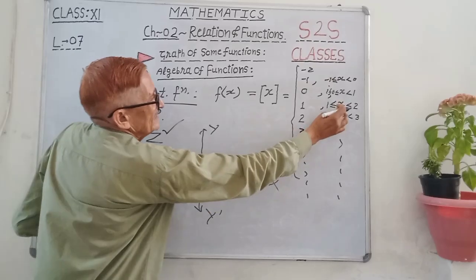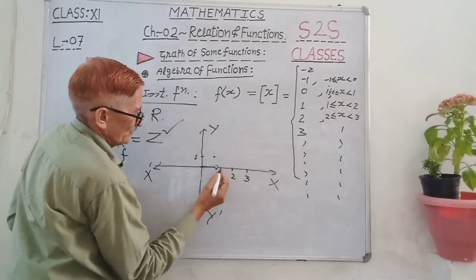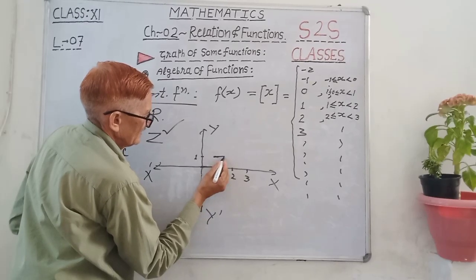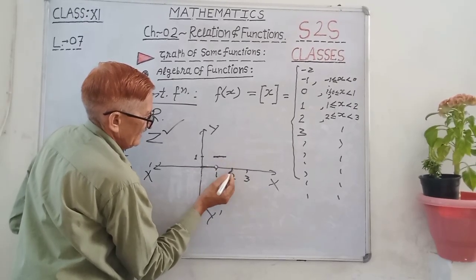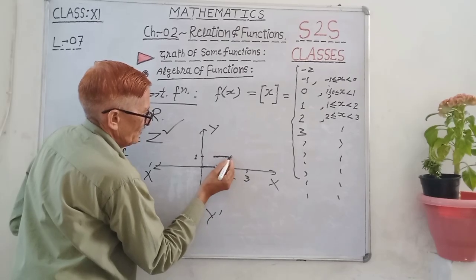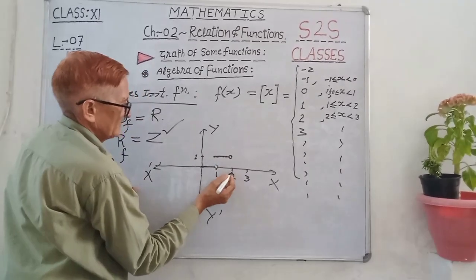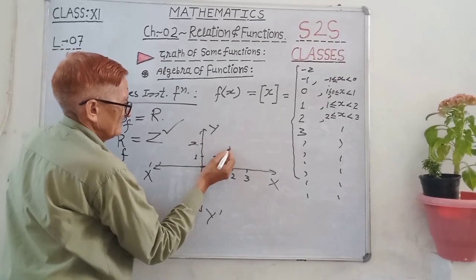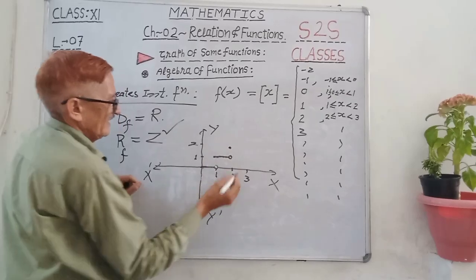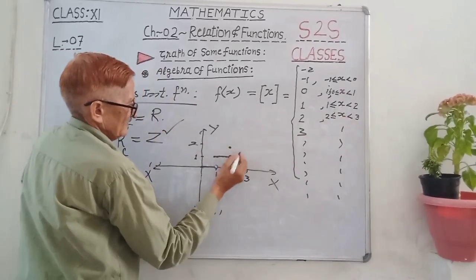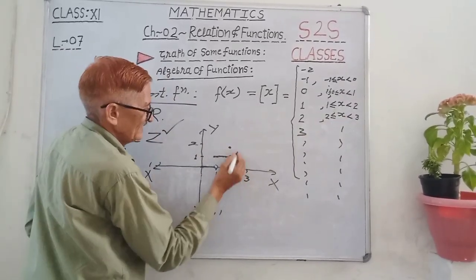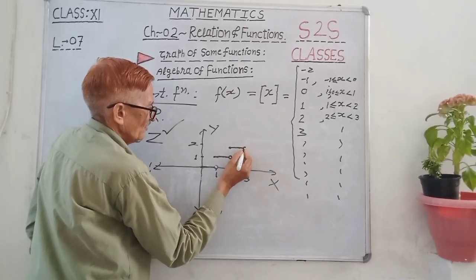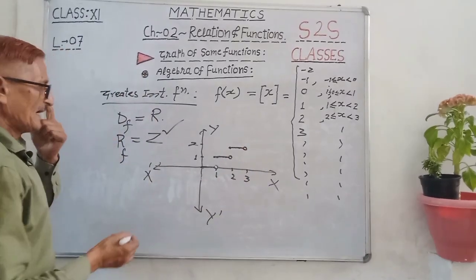If x is between 1 and 2, then y will be 1. So here this line, and near 2, open. Because if x is 2, then y is 2, and 2 is here. So y is 2, dark. And then from 2 to 3, if x is between 2 and 3, then y will be 2. So up to 3, this is open. Okay, so like this the graph looks.